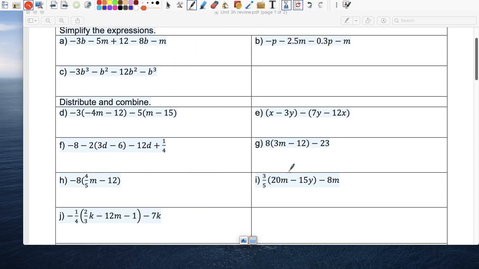3/5 times 20. Well, this one I can simplify. So 20 divided by 5 is 4. So we get 12m. 15 divided by 5 is 3. Times 3, we get negative 9y minus 8m.